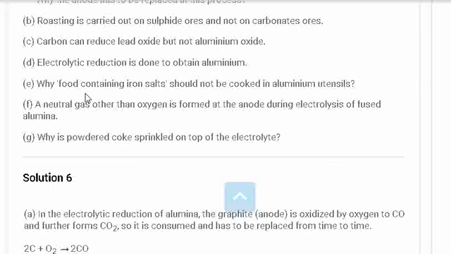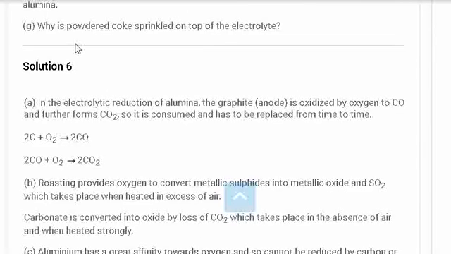Why should food containing iron salts not be cooked in aluminum utensils? And name the gas other than oxygen formed at the anode during electrolysis of fused aluminum oxide. Why is powdered coke sprinkled on the top of the electrolyte?